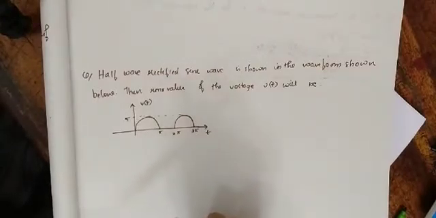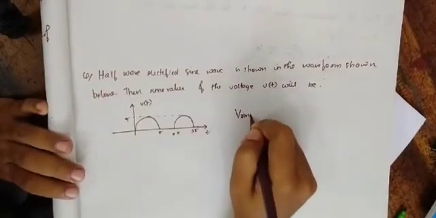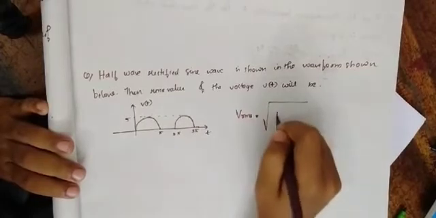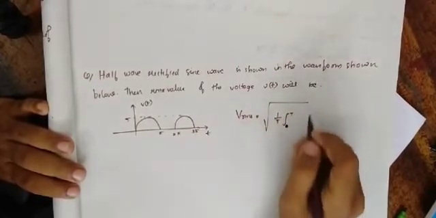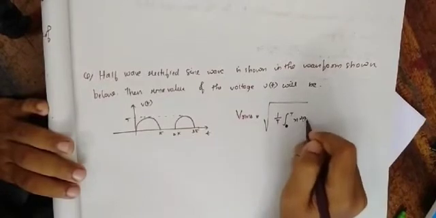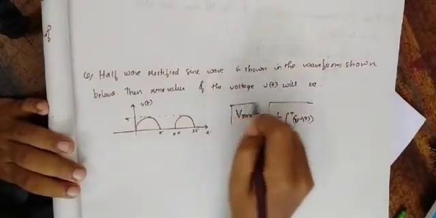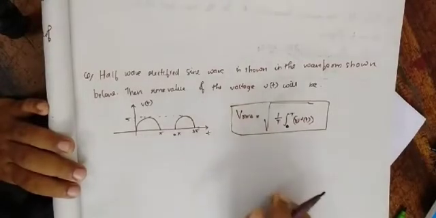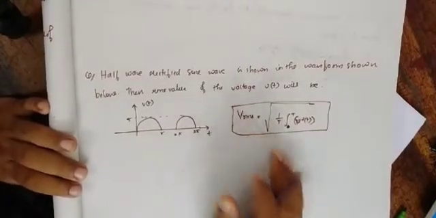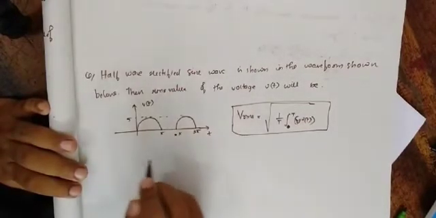So the RMS value, to find out the RMS value is actually equal to root of... RMS value is actually what? Take the square first, then find its mean and then find its root. Okay. So that is the RMS value. For that we are going to find out our VRMS.